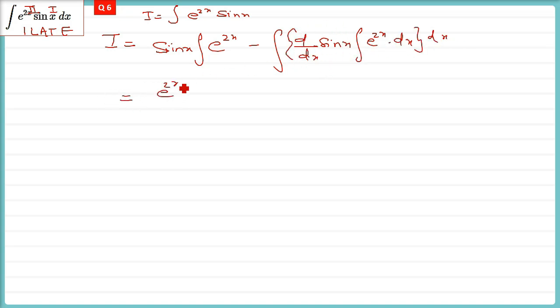So we'll again integrate it after multiplying. e raised to x will be e raised to x by 2. This will be sin x minus integration, d by dx of sin x is cos x. e raised to x will be e raised to x divided by 2. Now we have to integrate it again. This whole has to be integrated again.